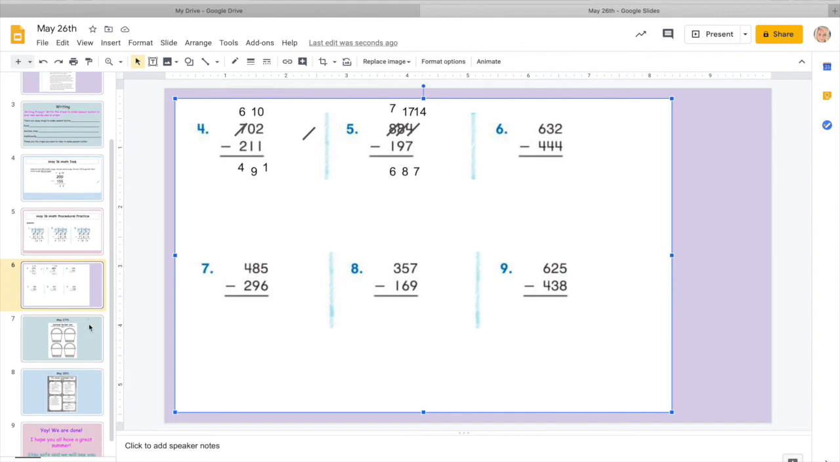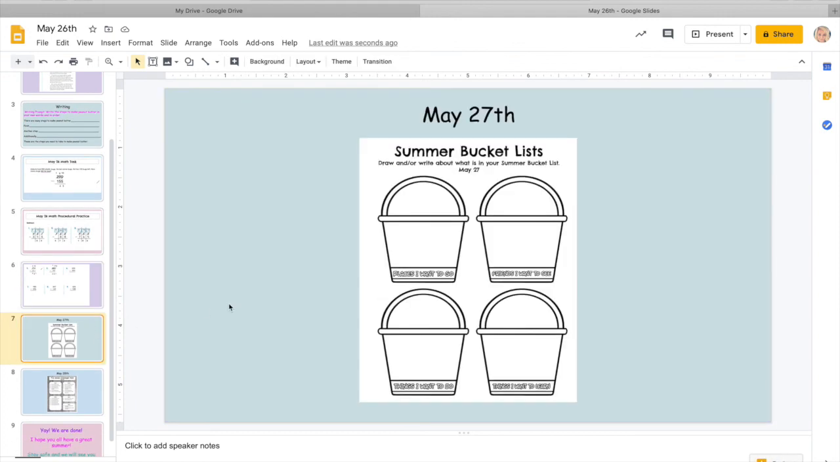The next 2 days of the packet, they kind of have some fun activities planned for you. So May 27th, which is going to be Wednesday, you get to complete a summer bucket list where you are going to draw and or write about what is in your summer bucket list. So in this bucket, you're going to either draw or write about places I want to go this summer. And in this bucket, you're going to draw or write about friends I want to see this summer. So maybe some of your friends from school. It could be family, maybe some cousins or aunts or uncles you want to see.